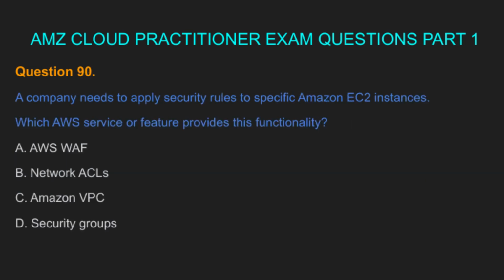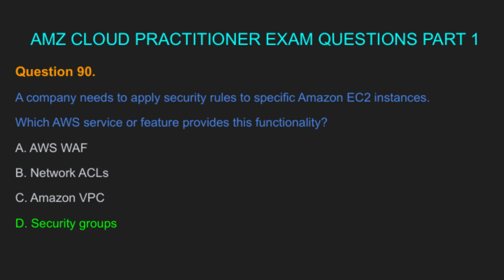Question 90. A company needs to apply security rules to specific Amazon EC2 instances. Which AWS service or feature provides this functionality? A. AWS WAF. B. Network ACLs. C. Amazon VPC. D. Security groups.